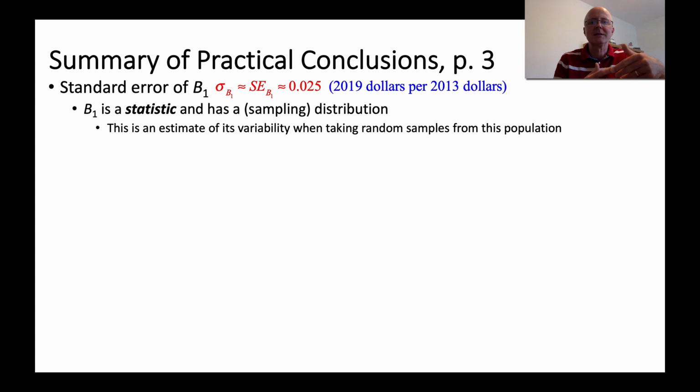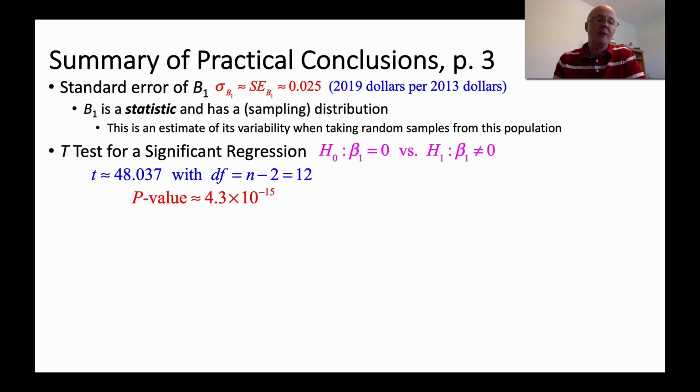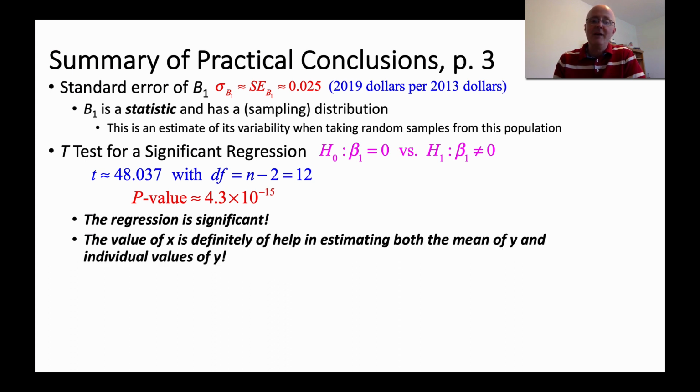It's got some practical importance in terms of deriving formulas for these things and doing hypothesis testing, for example. A t-test for a significant regression. Beta 1, remember, is the population slope. The null hypothesis is that it equals 0, and the alternative is that it's non-zero. Two-tailed is the typical thing to do. And it turns out the t-statistic is pretty big, about 48 with 12 degrees of freedom, and the p-value is super microscopically small. We definitely have a very significant regression. The value of x is definitely of help in estimating both the mean of the y and the individual values of y. And we are not wasting our time by using regression.